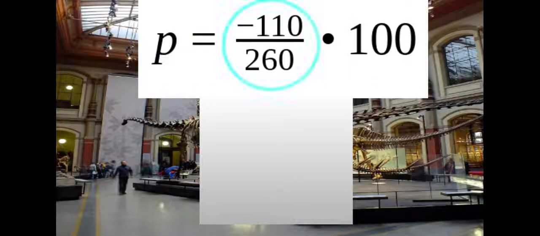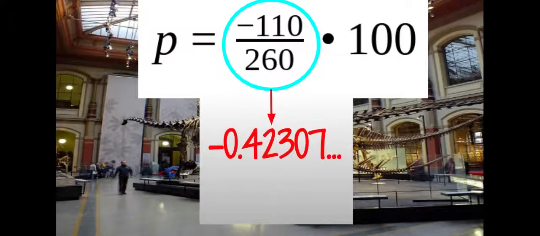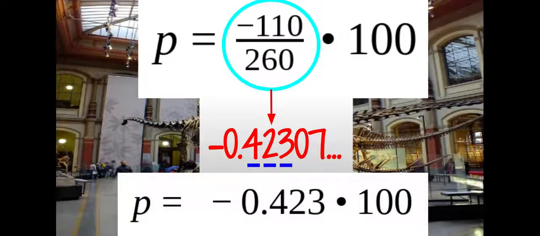Now let's divide the fraction. Because I'm dividing a negative and a positive, I'm going to get a negative answer. And I get a super long number. Now, because this is a percentage question, I only need 3 decimal places. 1, 2, 3. And that way I can make that a percentage. So go ahead and write negative 423 thousandths times 100.